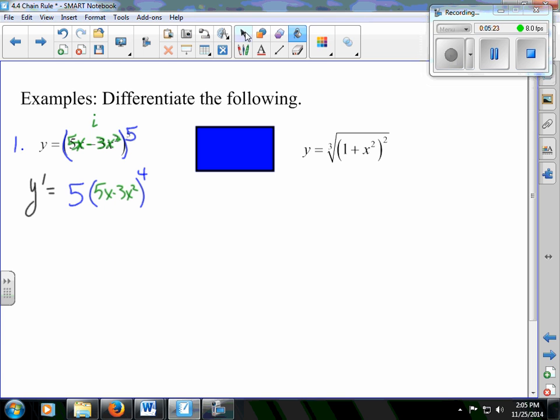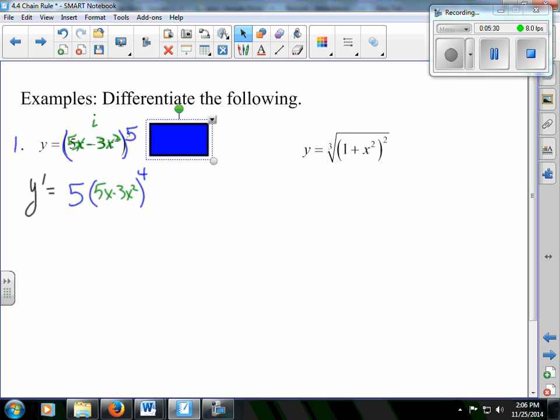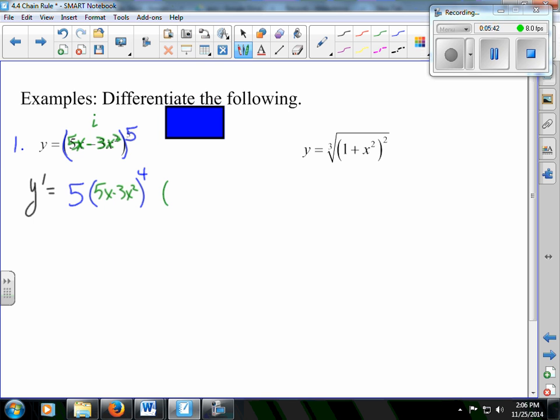So it's almost as though we're putting on a blinder. I'm going to cover up my inside function. Oh, I should have made this green, so I don't see it. So it's something to the fifth. Then my derivative is 5 times that thing to the fourth. And now I uncover the inside and I say, oh, look at that inside. There's a derivative there. The derivative is 5 minus 6x. That gets multiplied at the end.